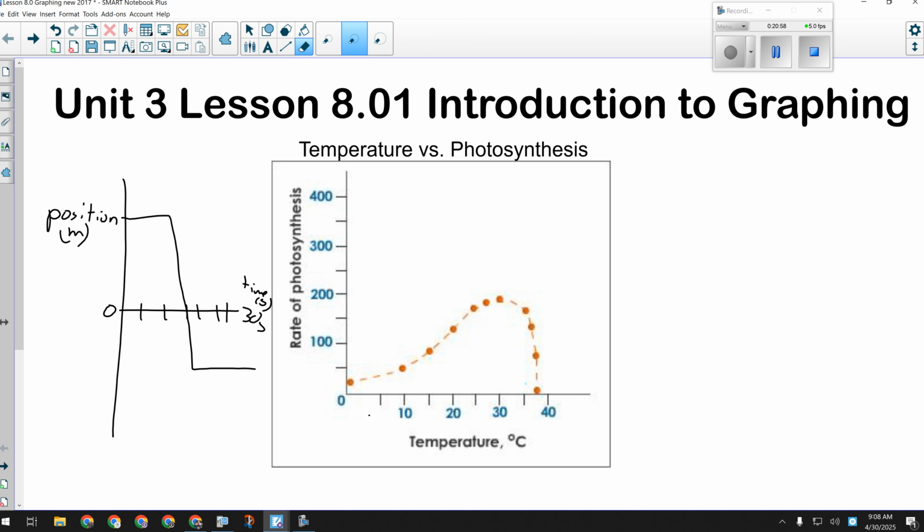Okay, the 0 position would be directly in front of Juliana. Okay, I started over there by my desk, and I walked backwards to here. Okay, that's what that graph would be showing. That's about as complex as we'll get.